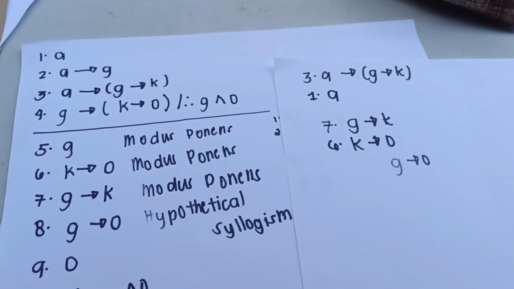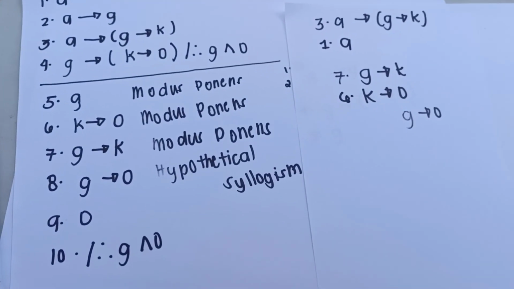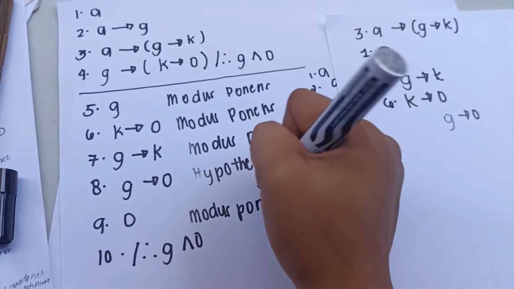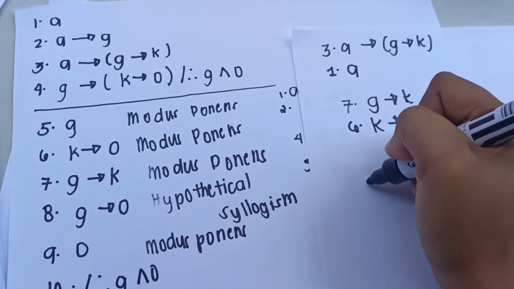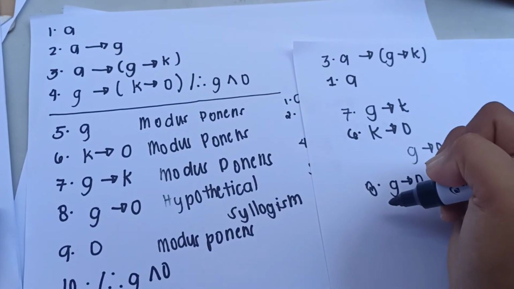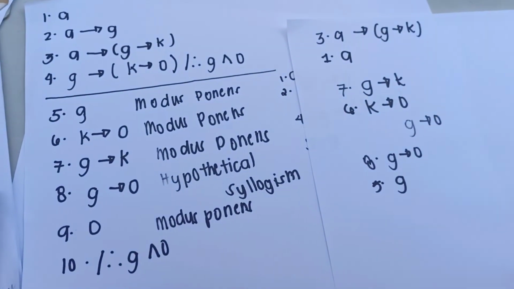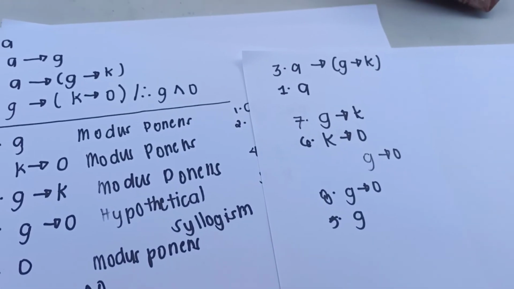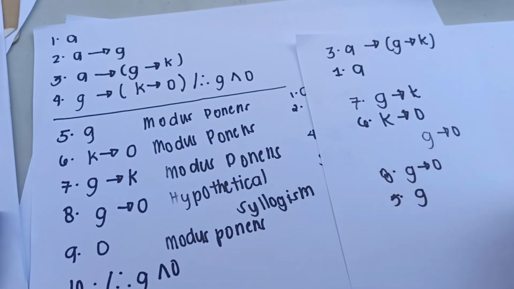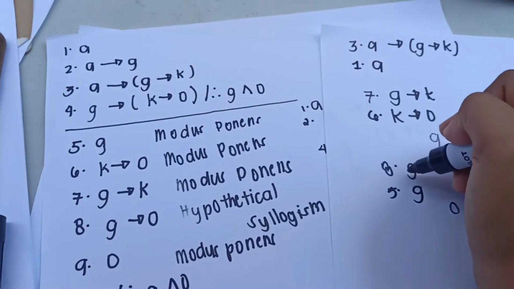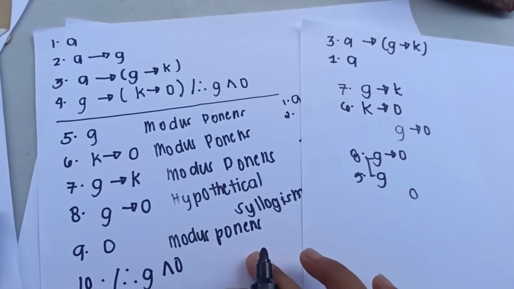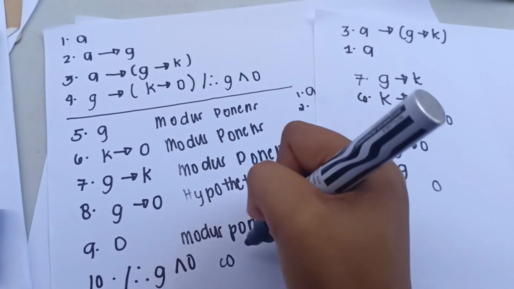And number 9 is O. The rule we use here is modus ponens. So, if we combine number 8, which is G implies O, and number 5, which is G. So, yung modus ponens natin na rule is, kung parehas sila dito, ang matitira na lang is yung walang kaparehas. So, O na lang yung natira kasi yung G is same sila. Kaya, modus ponens ito.